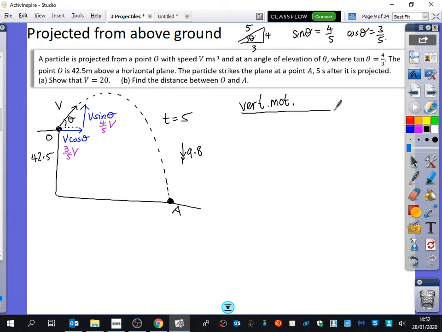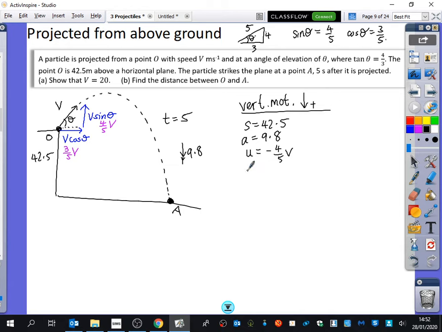Which way do you want to use? Down positive or up positive? I probably would do down positive because I see I've got a 42.5, I see I've got a 9.8, but it really, really doesn't matter. I'm going to go with down positive. So S is 42.5. A is 9.8. Anything else? Good. U is minus 4/5 v. If you're not sure why it's minus, look, it's being projected upwards, and we've said that downwards is positive.